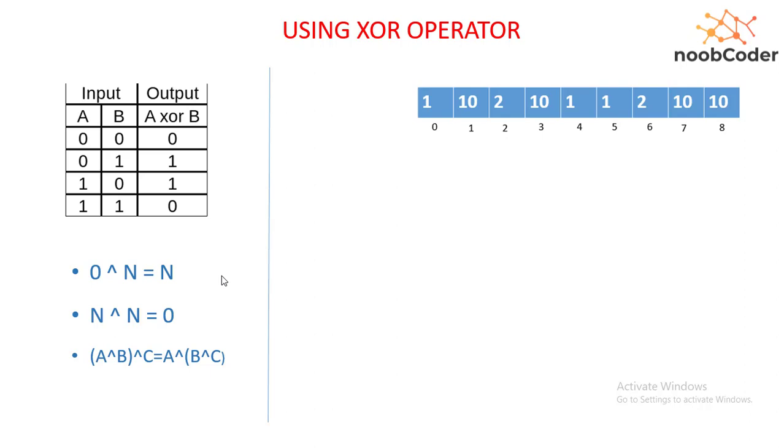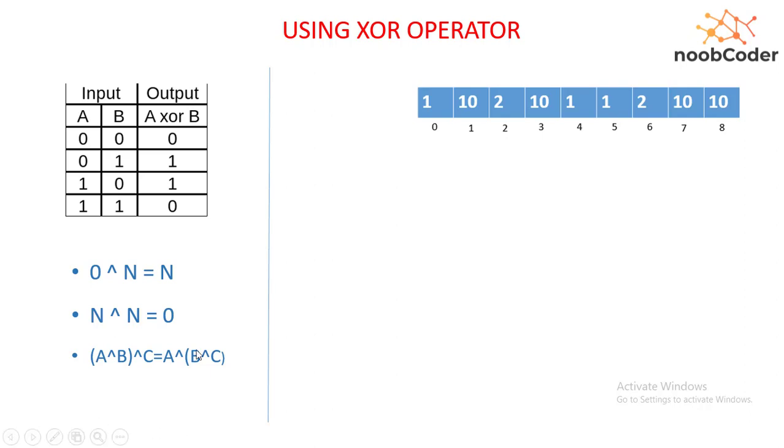We all are familiar with the XOR operator, right? This is the truth table for the XOR operator, and we can clearly see that whenever two numbers are similar, the output of their XOR is always 0. Otherwise, it's 1. So whenever it encounters two similar numbers, the output will always be equal to 0.